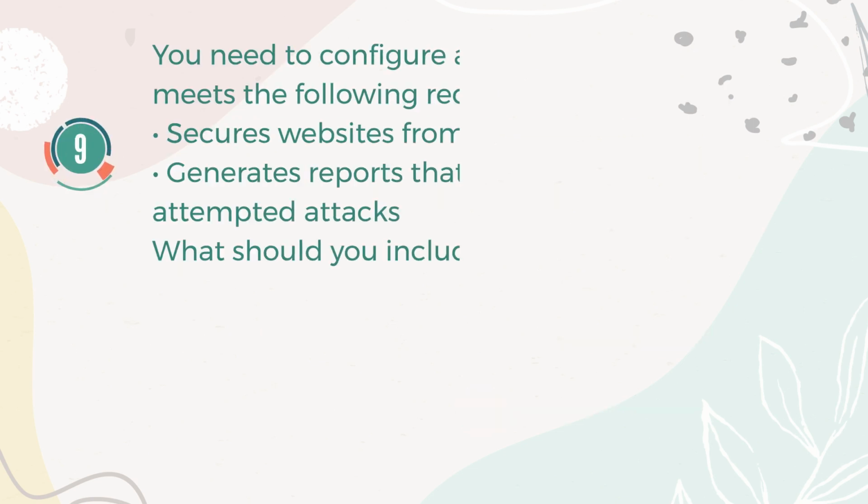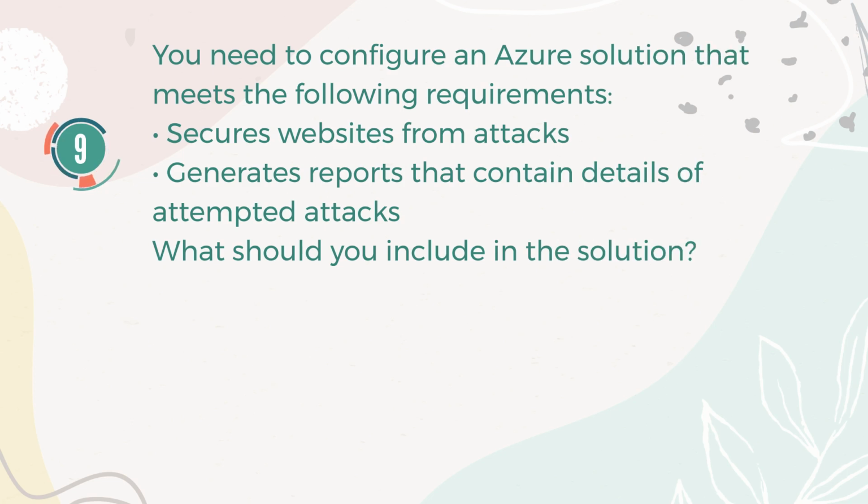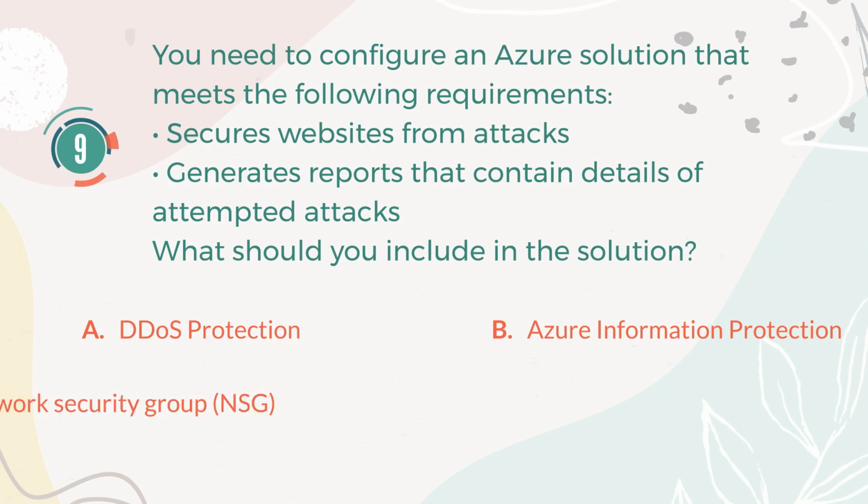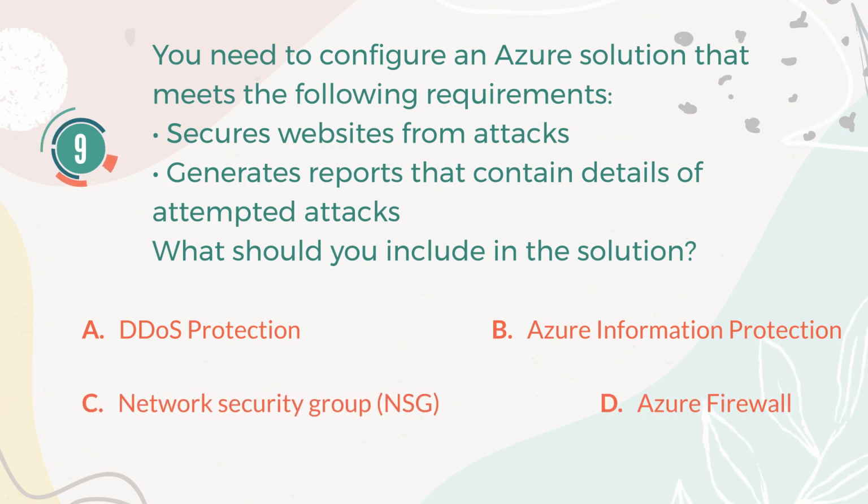Number 9. You need to configure an Azure solution that meets the following requirements. Secures websites from attacks and generates reports that contain details of attempted attacks. What should you include in the solution? A. Distributed denial of service protection. B. Azure Information Protection. C. Network Security Group. D. Azure Firewall. The correct answer is A. Distributed denial of service protection.